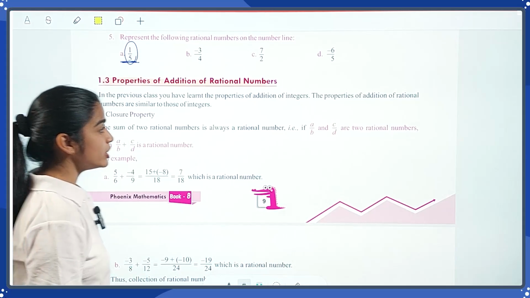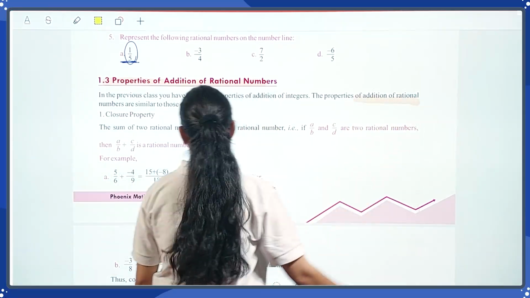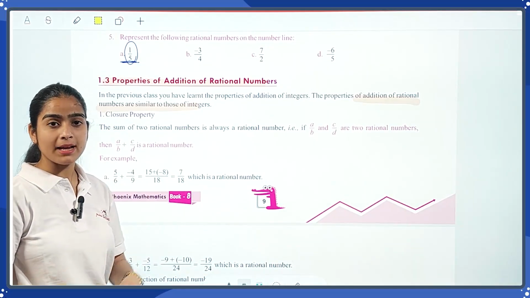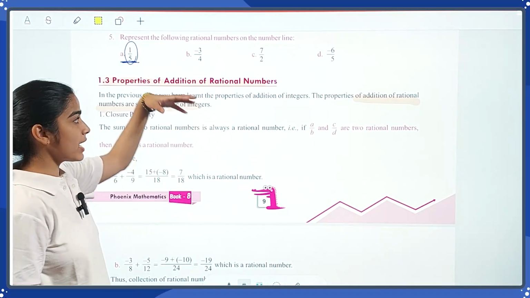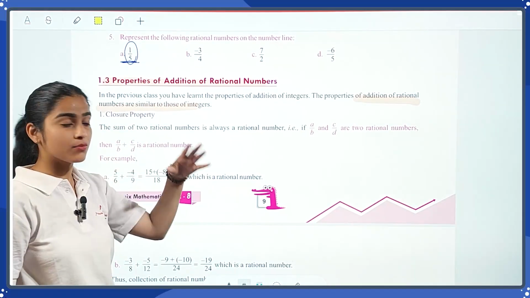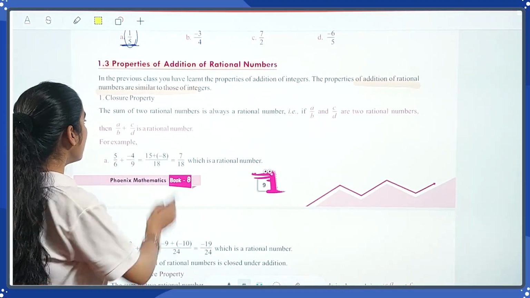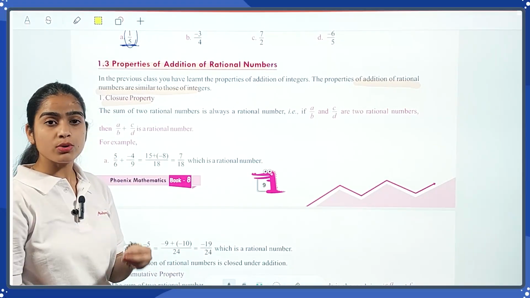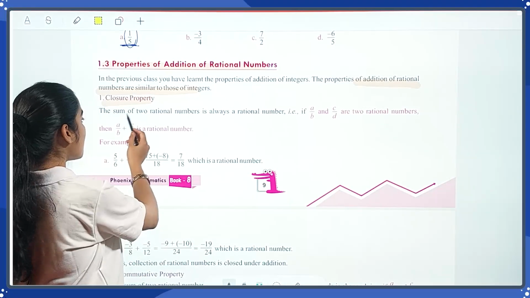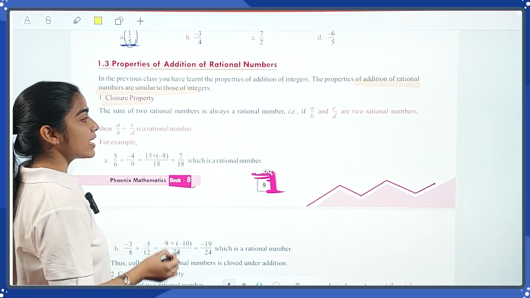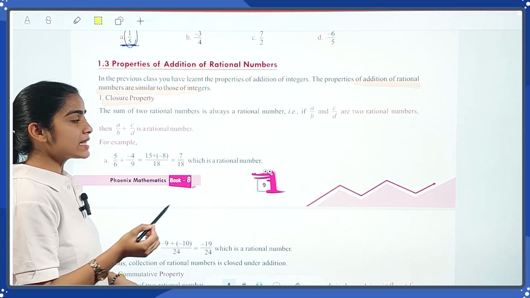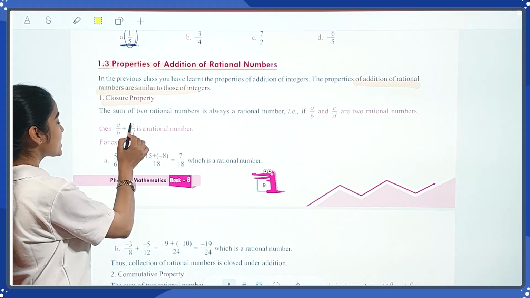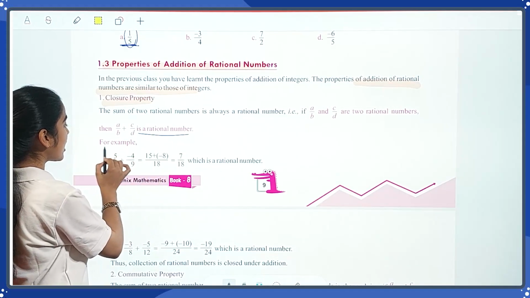The properties of addition of rational numbers are similar to those of integers. Those properties we applied to integer addition, we have to apply similarly to rational numbers as well. The first property is the closure property. Closure property means that the sum of two rational numbers is always a rational number. If a by b and c by d are two rational numbers, then a by b plus c by d is also a rational number.